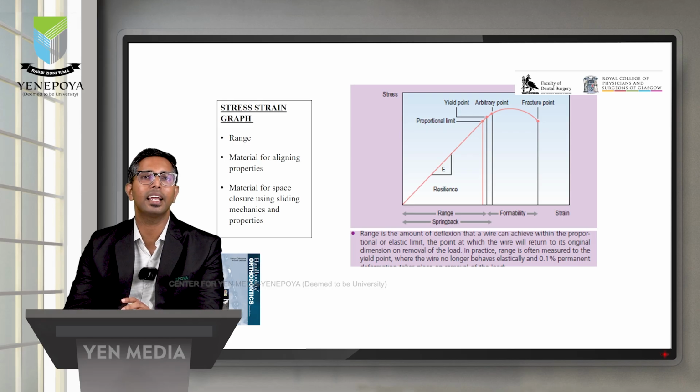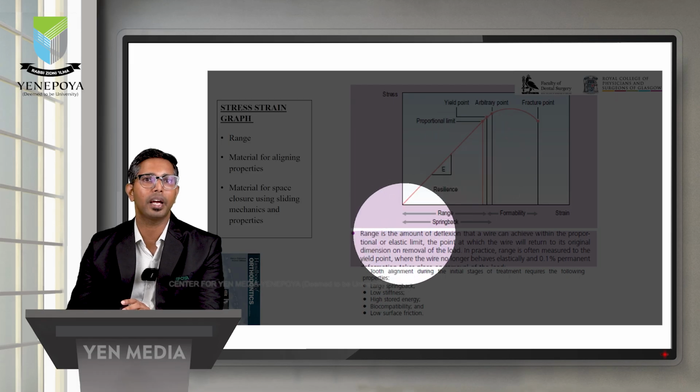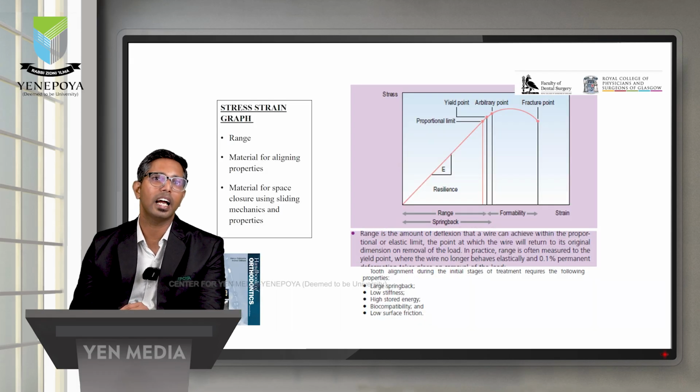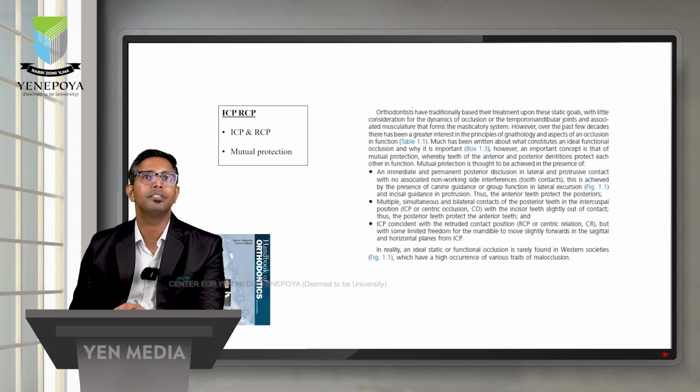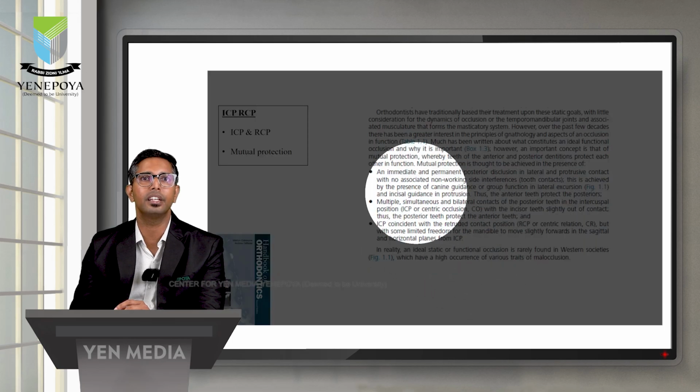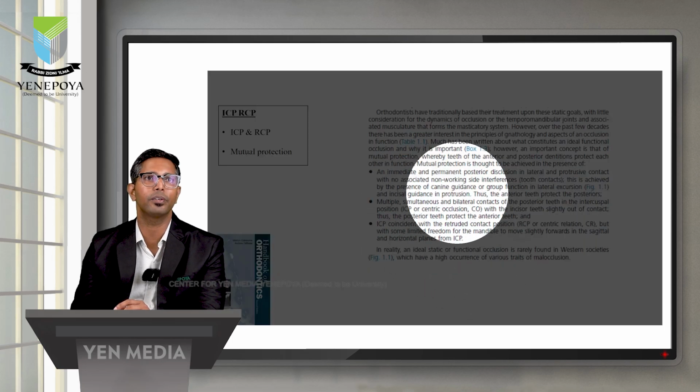What are the methods for aligning properties? For tooth alignment, what are the properties which are required? It should have large spring back, low stiffness, high stored energy, be biocompatible and have low surface friction. And ICP, RCP, as I told you, ICP is intercuspal position and RCP is retruded cuspal position. As you can see here, they have written ICP or centric occlusion.